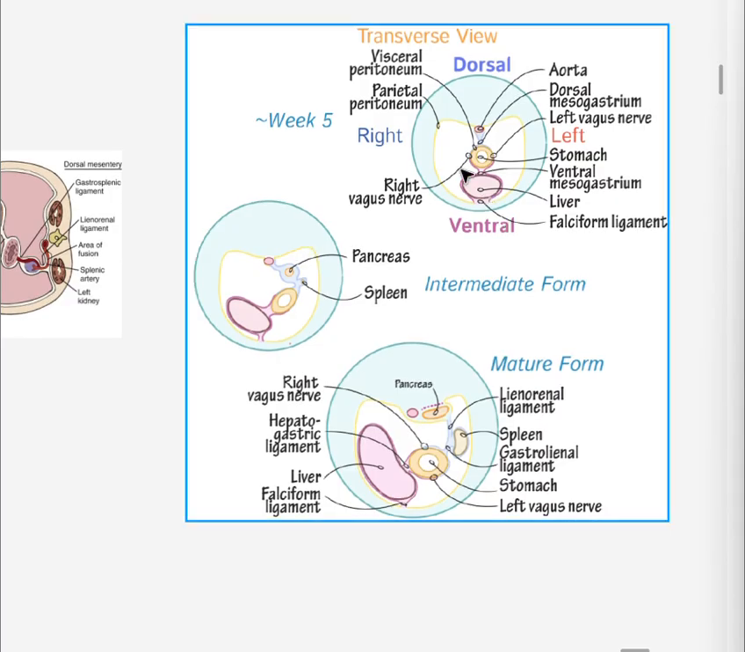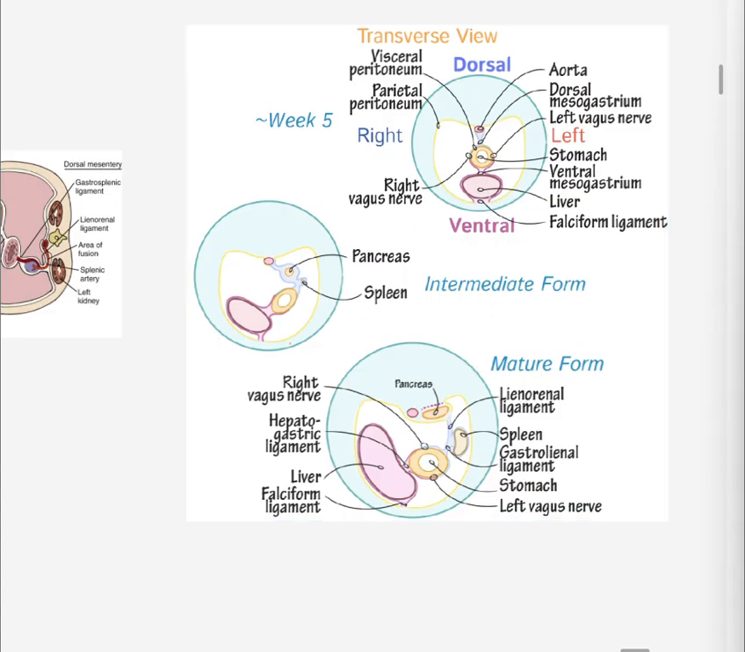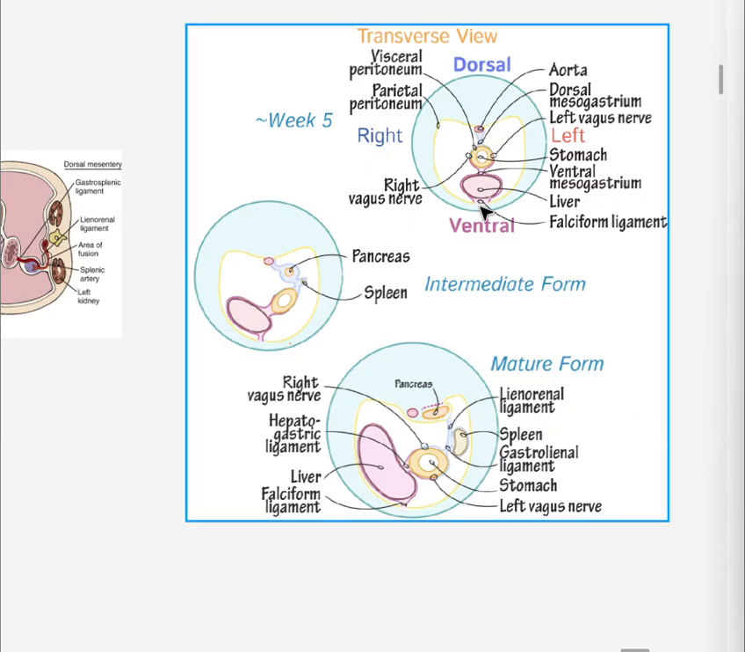Now, this is something else also. This is the visceral peritoneum, right? And all around it is the parietal peritoneum here. So this is the transverse view. I've cut it into two halves, and that's how you can see it, right? Now, the origin of the spleen is from the mesenchyme. Okay, so the spleen comes from the mesenchyme area.